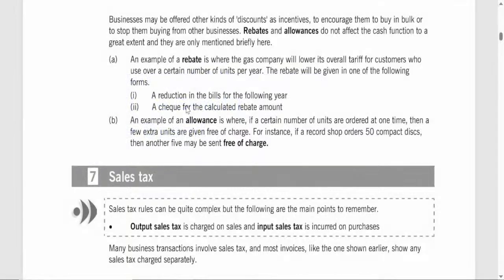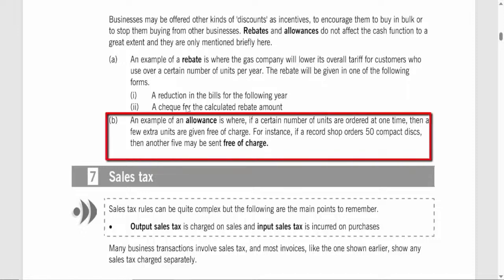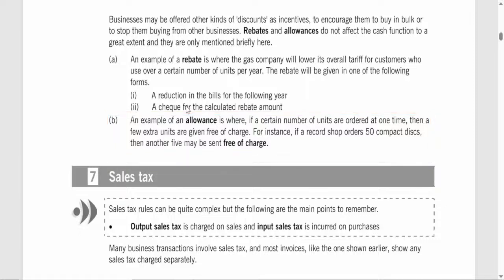Example of an allowance. Retail allowance in a record shop. Suppose a record shop orders 50 compact discs, CDs, from a supplier. To encourage large orders, the supplier offers an allowance. If the shop orders 50 CDs, they will receive 5 additional CDs for free. So instead of receiving 50 CDs for the regular price, the shop receives 55 CDs for the same price as 50. In this scenario, the record shop gets more value for the same amount of money. Allowances are popular in industries where per-unit costs are low, and extra units can be easily given, such as in retail, food and beverage, and wholesale supply.